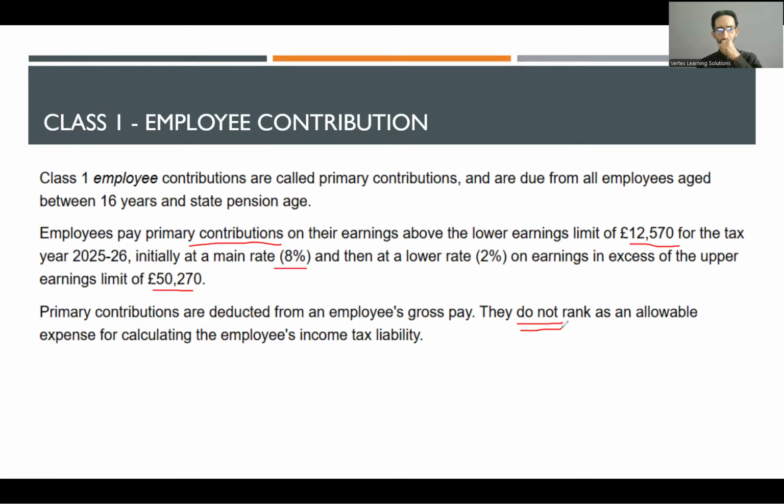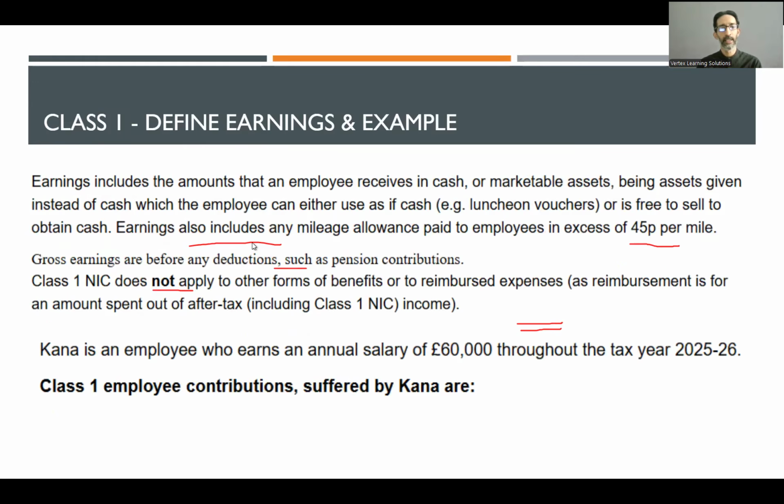So here we see the age limit. Here we see the brackets in which 8% is applied, and above 50,270 you apply 2%. Okay, so this is the basic idea. We're going to look at examples to have a better understanding. So here we look at what earnings are, and then we look at an example.